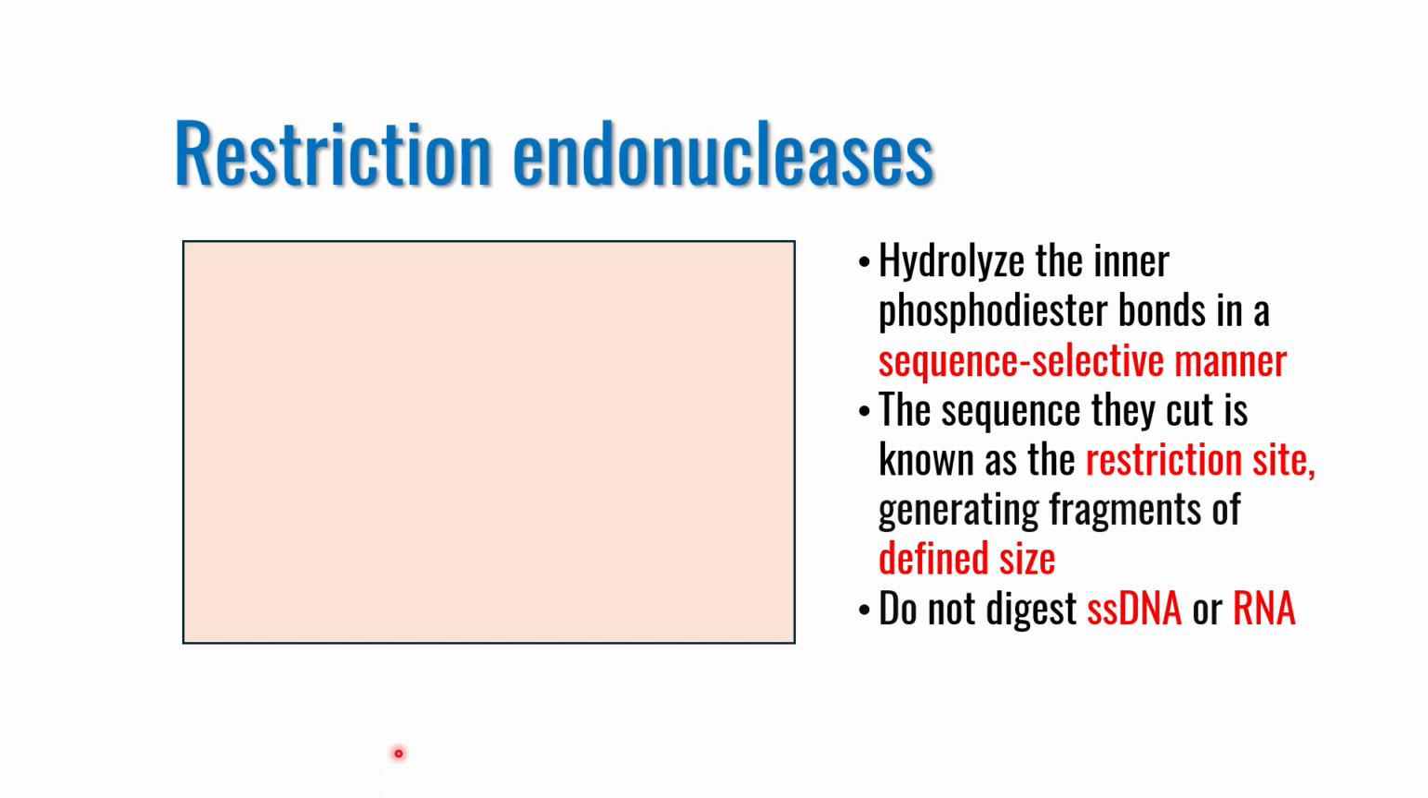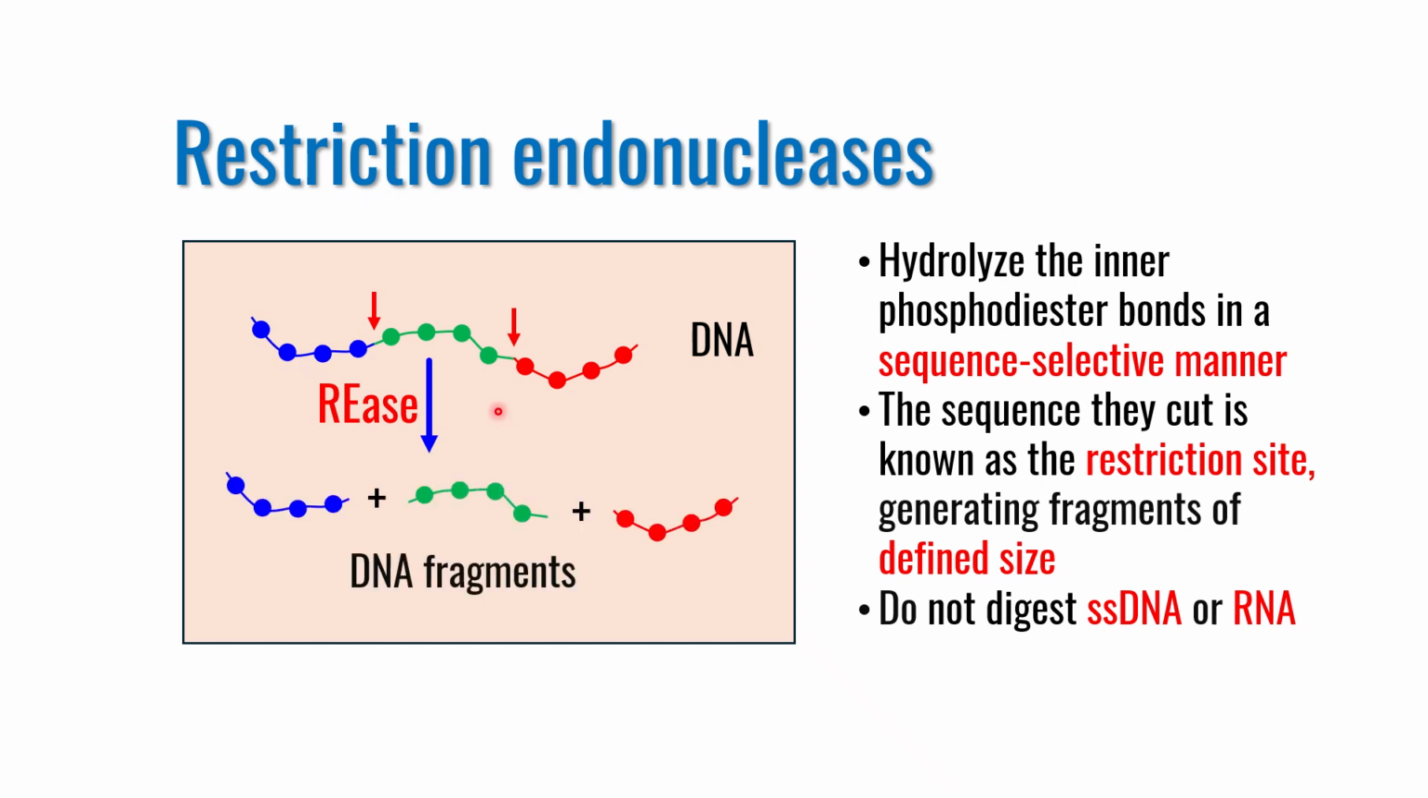So what are restriction endonucleases? These enzymes hydrolyze inner phosphodiester bond in a double-stranded DNA in a sequence-selective manner, and the sequence they recognize, bind and cut is known as restriction site. They generate DNA fragments of defined size and length, and they are used in gene cloning. They do not generate free nucleotide. They do not digest single-stranded DNA or RNA. Discovery of these enzymes has revolutionized the field of molecular biology, particularly gene cloning and genetic engineering.